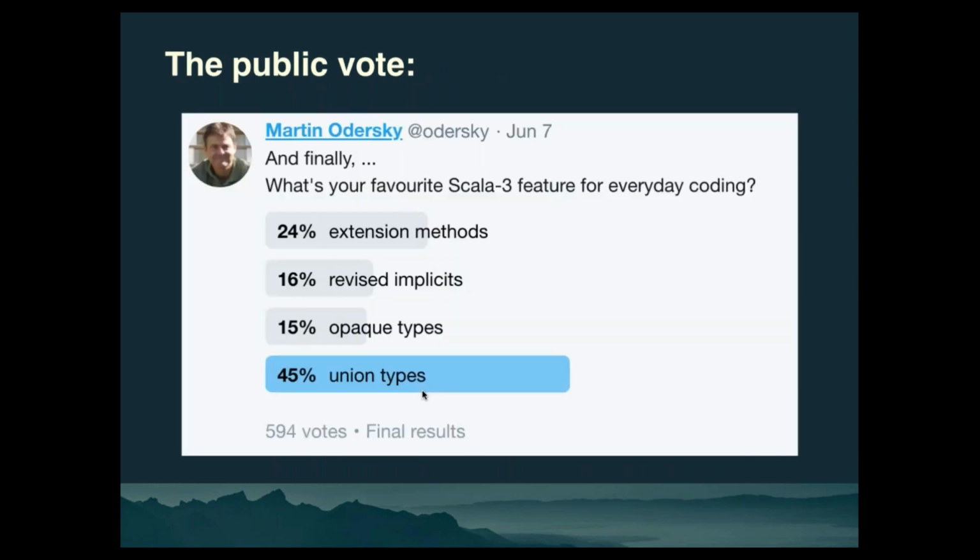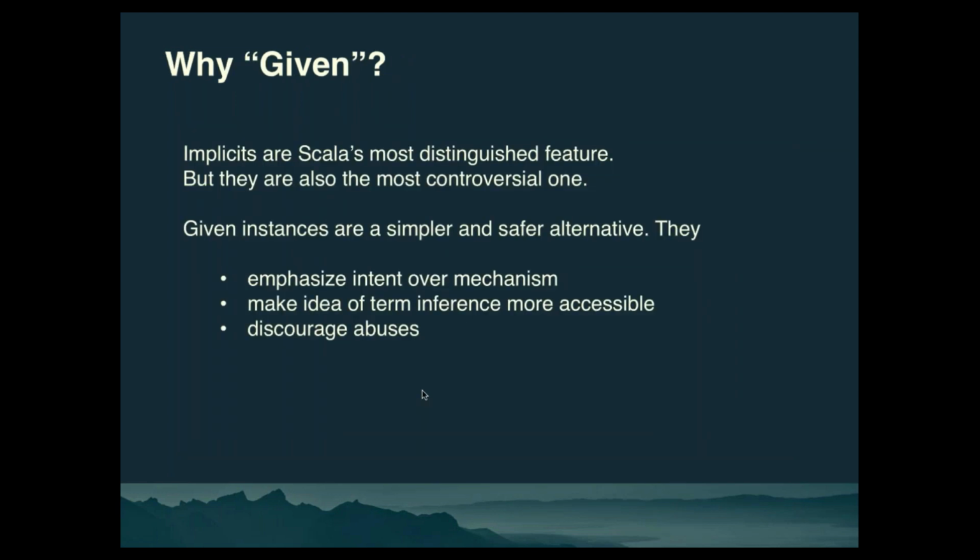Okay, so what was the public vote for everyday coding? The public vote was actually in favor of union types, which was my number 3. So union types 45%, 24% extension methods, 16% revised implicits, and 15% opaque types, which I didn't have time to present, which are essentially another interesting feature of Scala 3 that gives you a guaranteed box-free version of value classes.